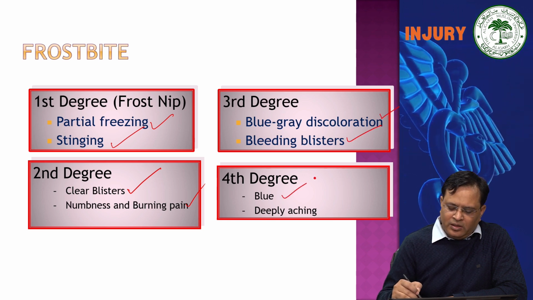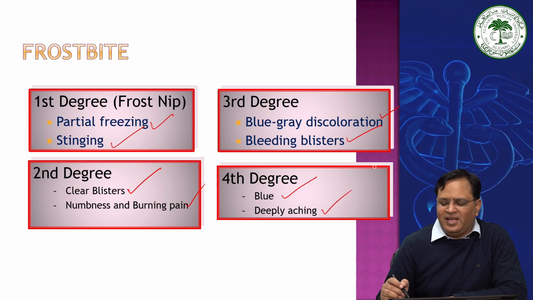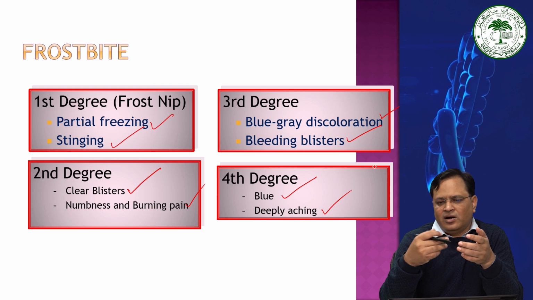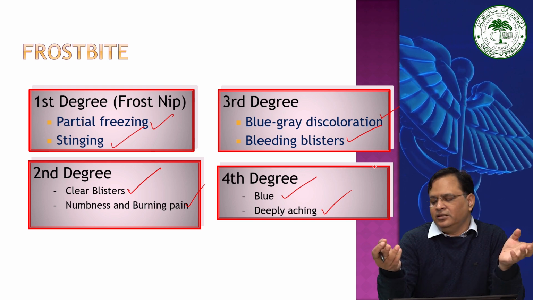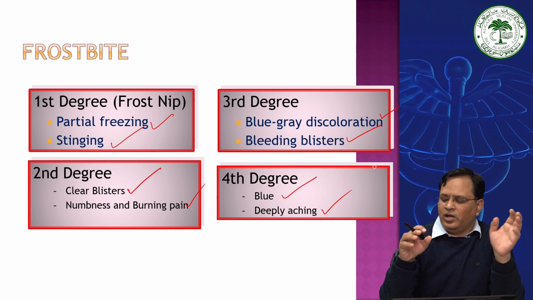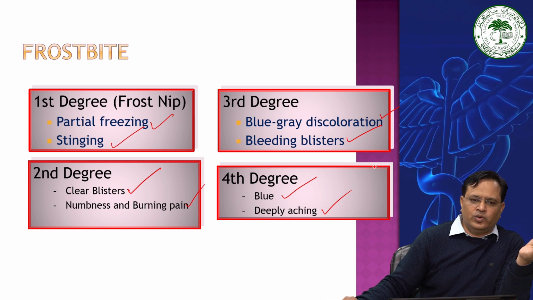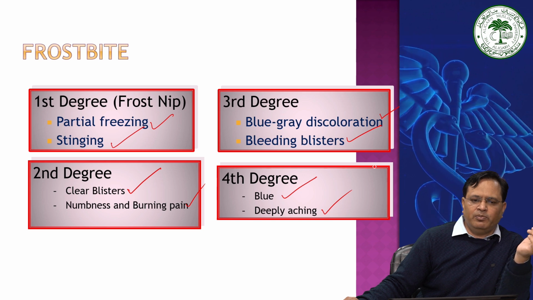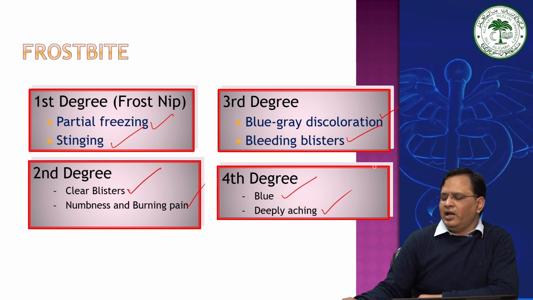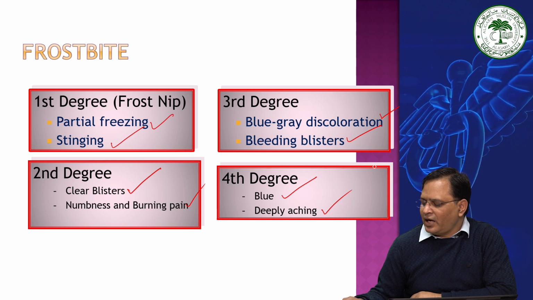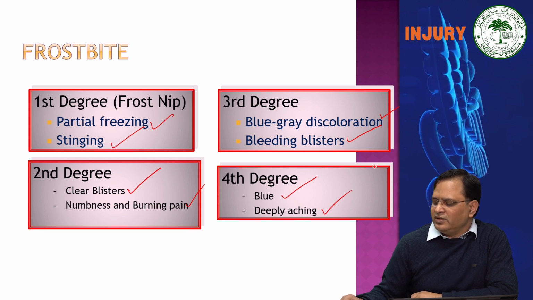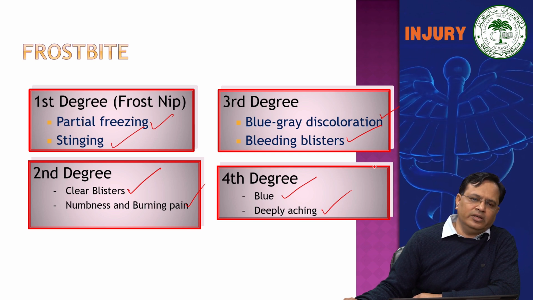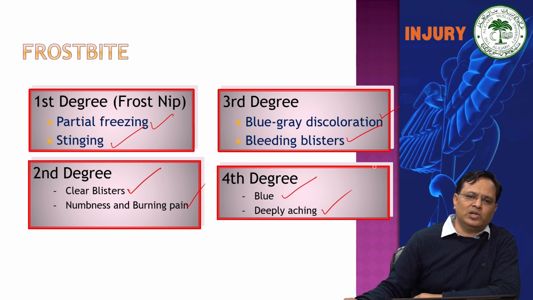And fourth degree, blue or deeply aching, and then it can lead to further injuries like amputation. Further, there are chances that the whole of the toes and the digits of the lower limb or the upper limb can dry and gangrene out. These can be counted as injuries, and if it is exposed by deliberate means, then the person is liable for compensation, or the person may file a criminal suit also.